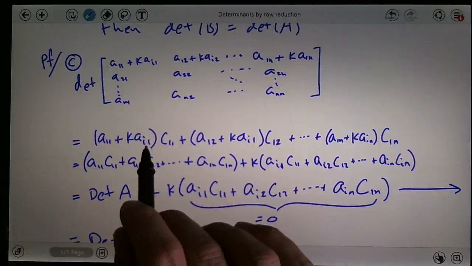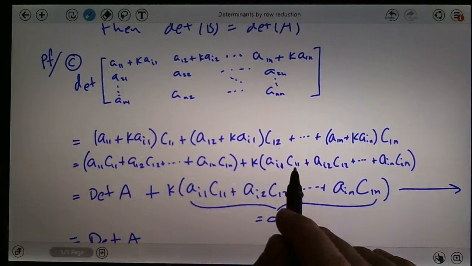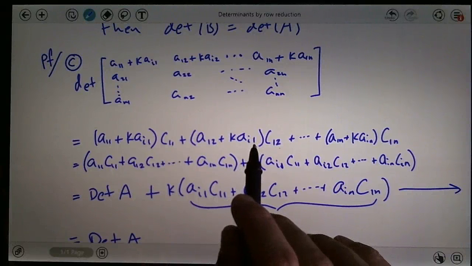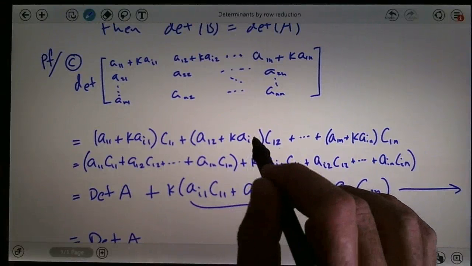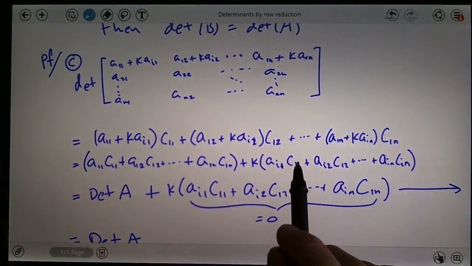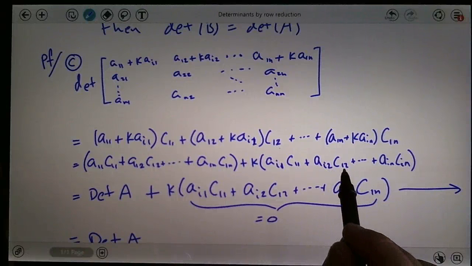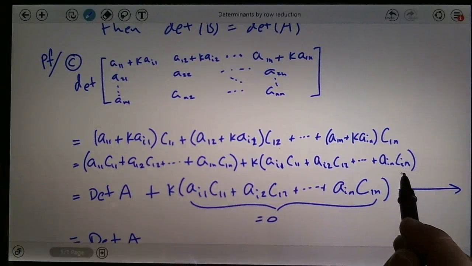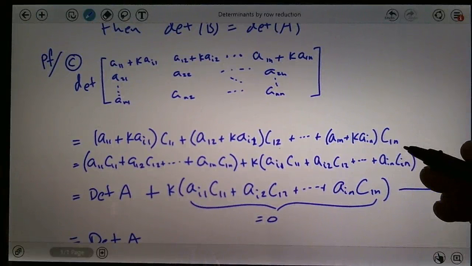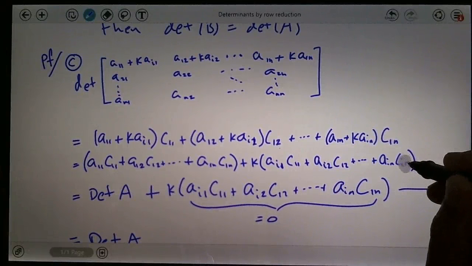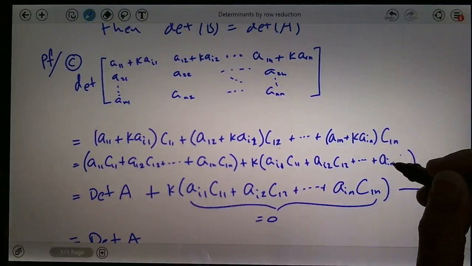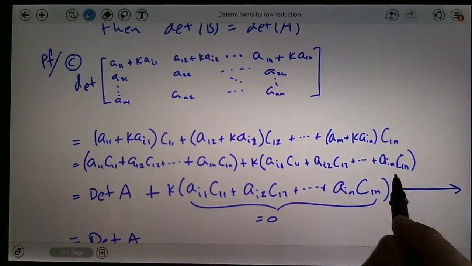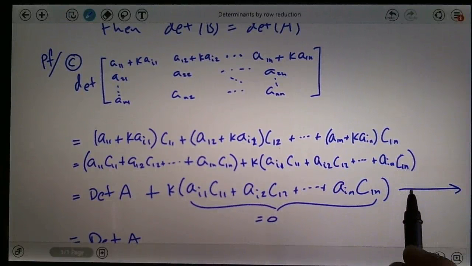So I've got Ai1 C11 and Ai2, this should be a 2 right here, Ai2 C12, all the way up to Ain C1n. That's a 1 right there. Huh. Wonder how many more mistakes I'm going to find. Probably a lot. Okay, so Ain C1n.